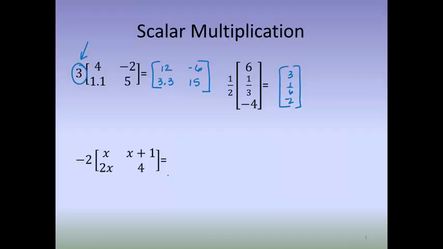For the last one here, I'm distributing a -2. There just happens to be some variables and algebraic expressions inside. Doesn't change what we're doing here. We're just distributing. So it's a -2x, a -2x minus 2, -4x, and -8. So the dimensions after scalar multiplication are the same as they were when they began.